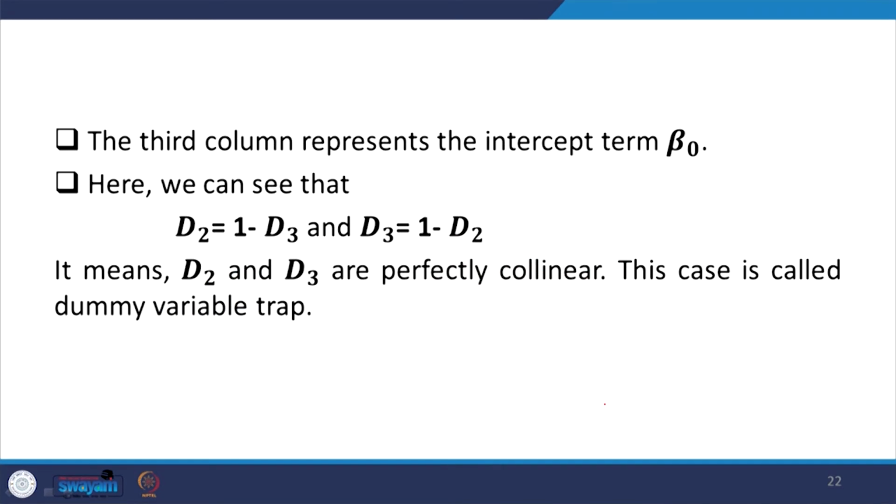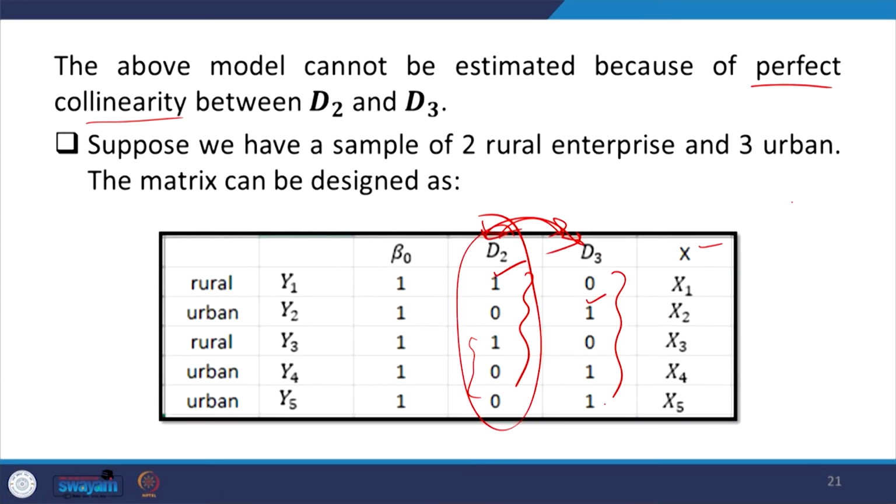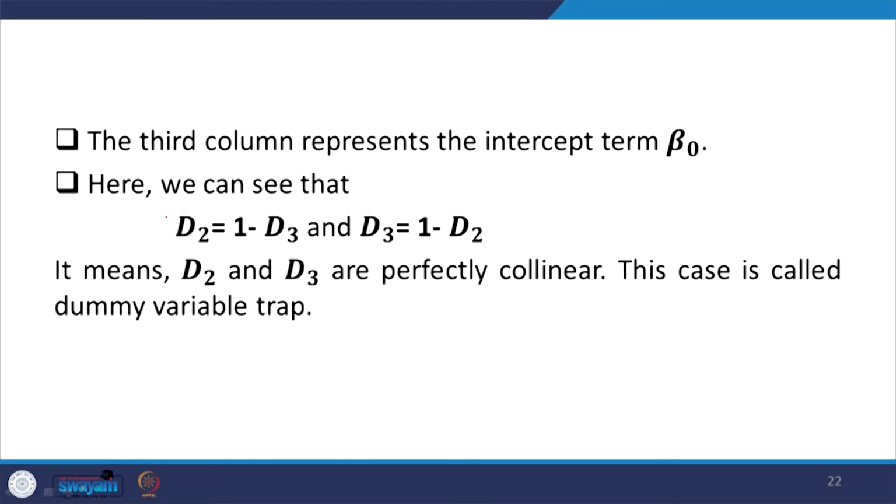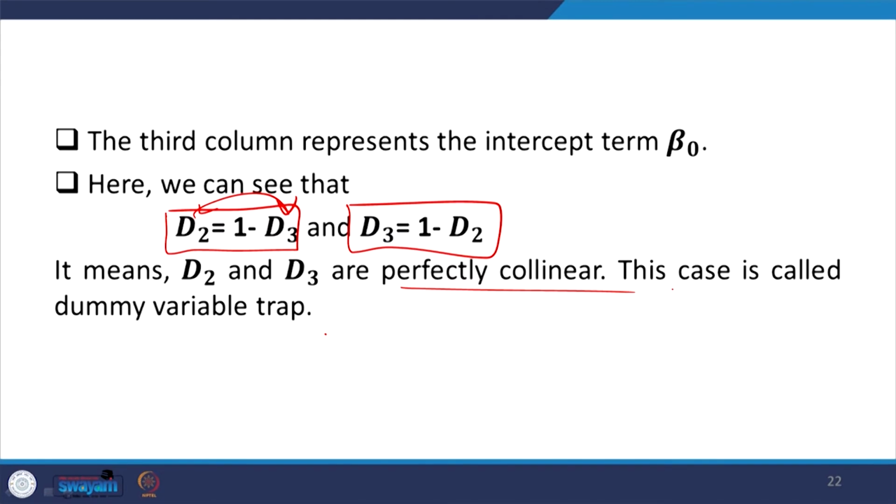Now, how do we express that? How are they related? D3 is nothing but 1 minus D2, and D2 is nothing but 1 minus D3, which we just said: 1 is 1 minus 0, or 0 is 1 minus 1. So this is just the opposite. That means D3 and D2 are perfectly linearly related to each other. That is the reason why the estimation is going to be problematic, due to perfect collinearity, and this is called the dummy variable trap.